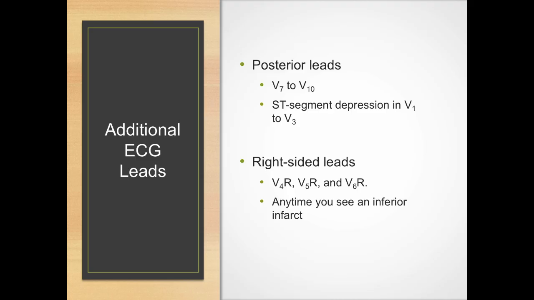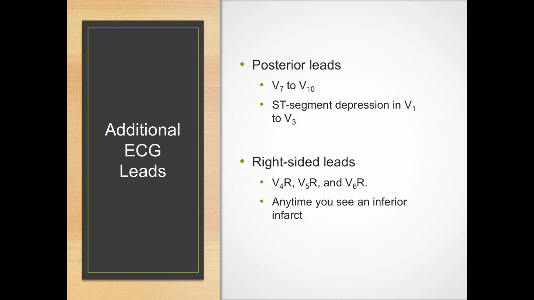Our septal leads are reciprocal to our posterior leads. So if we see ST segment depression in our septal leads, we're automatically going to do a posterior EKG in this V7 through V10. We'll talk about that. And then also our right side leads, V4R, V5R, V6R. So if we see an inferior infarct, if we see ST segment elevation in our inferior leads, lead 2, 3, AVF, it probably may include the right ventricle. So we're going to look at the right ventricle.